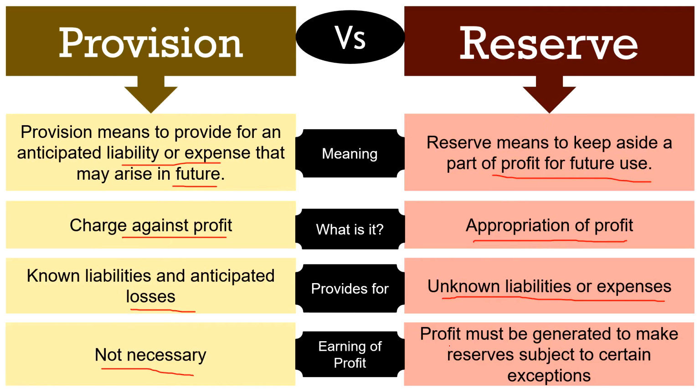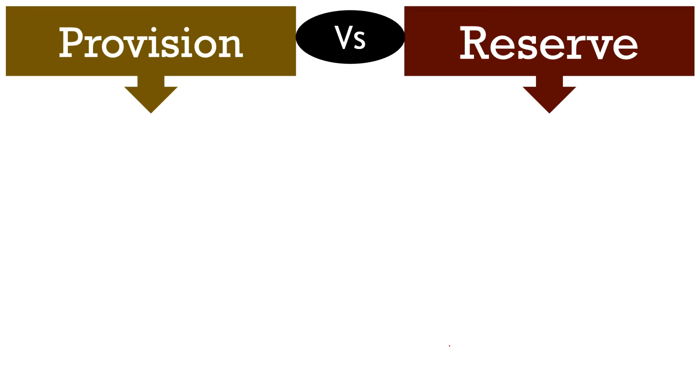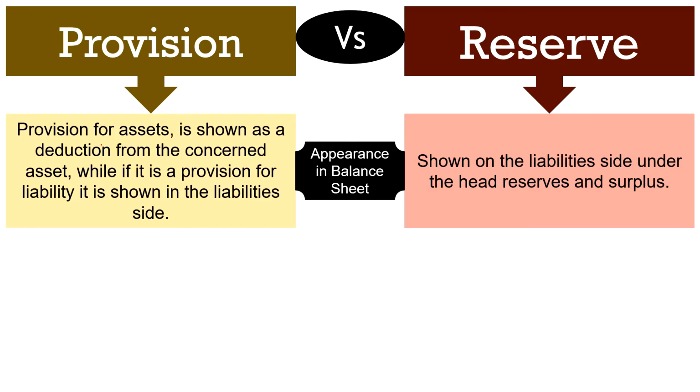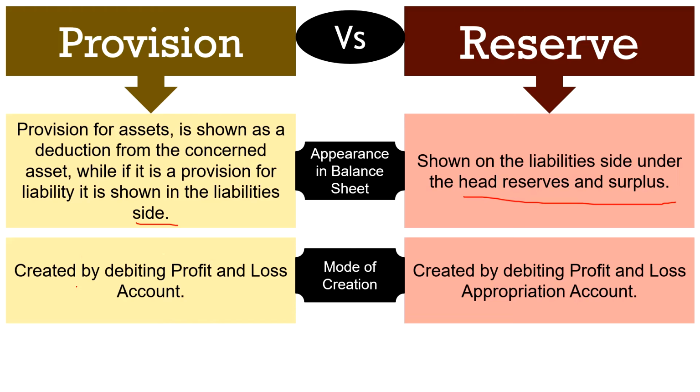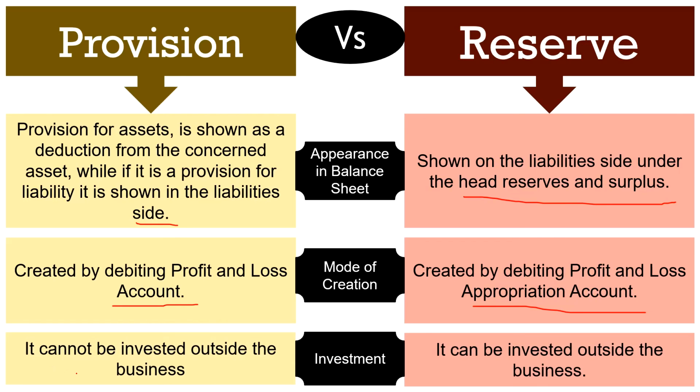But for the creation of reserves, the earning of profit in the year in which the reserves are created is necessary, subject to certain exceptions. Next, appearance in the balance sheet. While provision for assets is shown as a deduction from the concerned asset, if it is a provision for liability, it is shown on the liability side of the balance sheet. On the other hand, reserves are shown on the liability side of the balance sheet under the head Reserves and Surplus. Mode of creation: while provision is created by debiting profit and loss account, reserves are created by debiting profit and loss appropriation account.